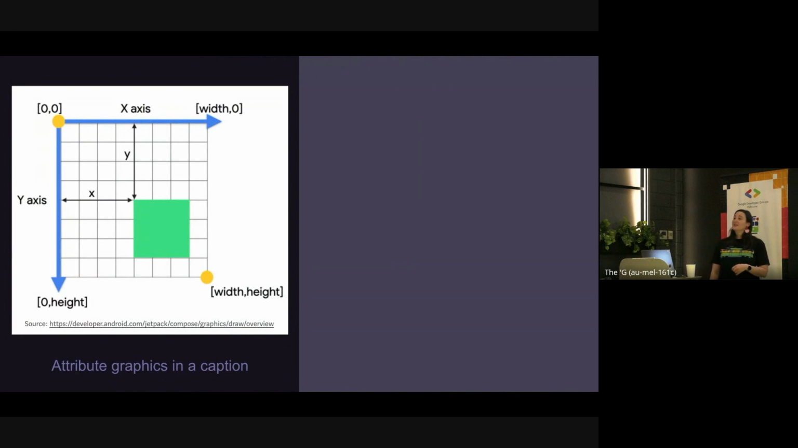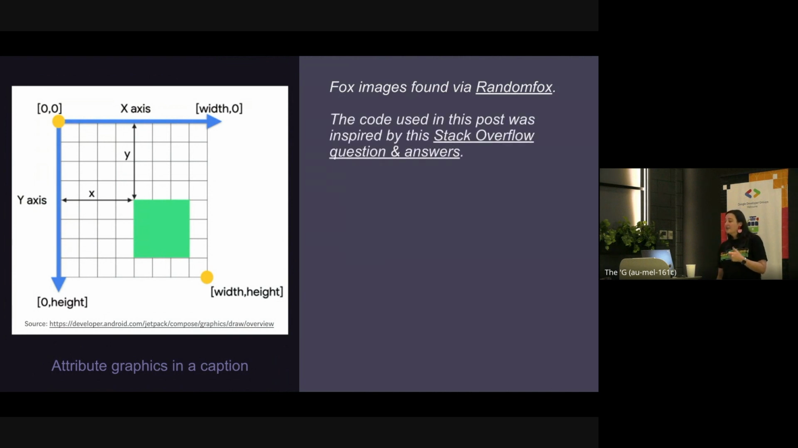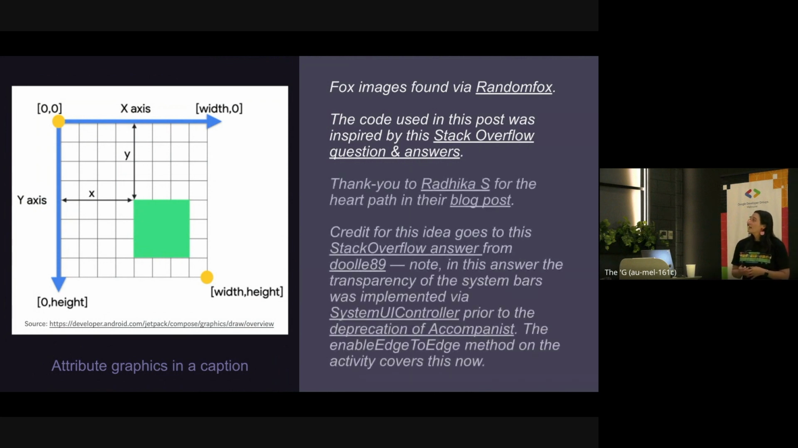Some examples. So this particular graph I pulled from the Google Developer Docs. So I've just attributed it in a caption. Or for my API, for those Fox images, I've just included a link so people can go find it if they want. Another example is the code was inspired by a Stack Overflow post. Another one here where I've specifically called out an author who wrote a really cool heart path. I didn't want to rewrite it myself, so I just called her out and said that her blog post was great.